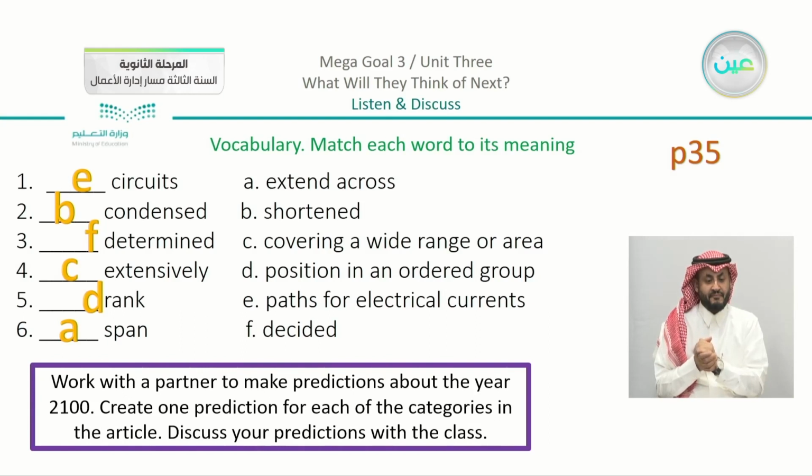Moving on. We have the pair work part. Work with a partner to make predictions about the year 2100. Create one prediction for each of the categories in the article. Discuss your predictions with the class.